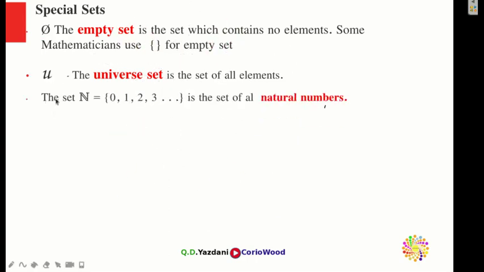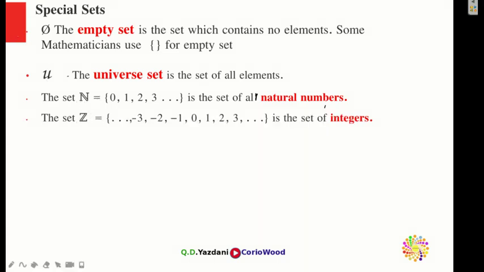Okay, so now we're going to see the set N, and we're going to see 0, 1, 2, 3, and so on, the set of all natural numbers. So this N is the natural numbers.